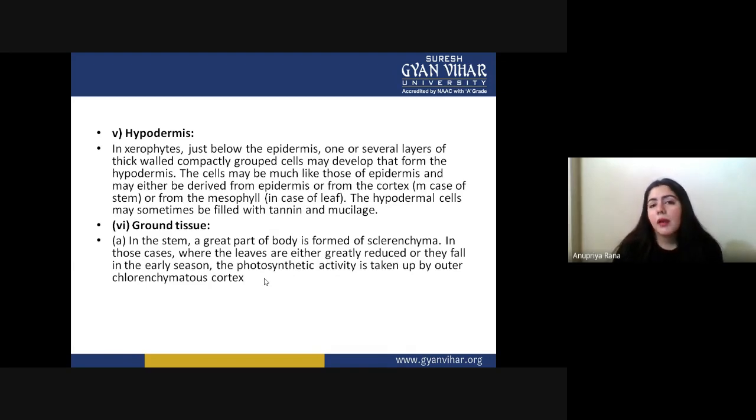In a normal plant, these ground tissues are formed of parenchyma cells. But if we are talking about the xerophyte plant, they will be made up of sclerenchyma cells, so they can help the plant by giving excessive mechanical support. So ground tissue is present to give that excessive mechanical support.